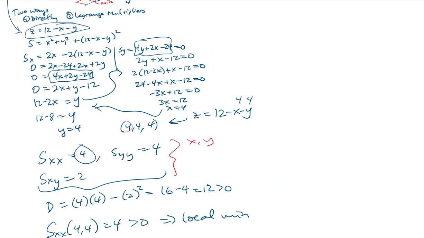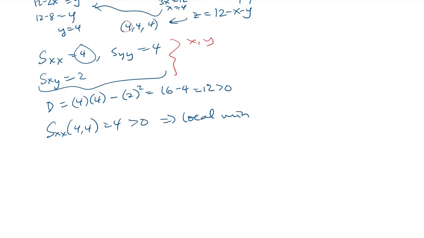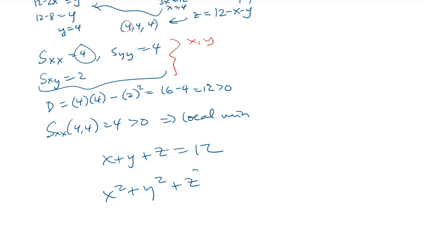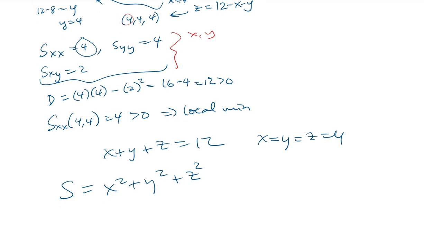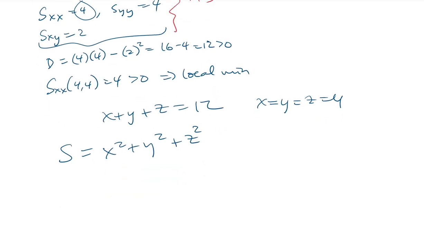So let's try that out. So apparently 3 numbers that add up to 12, and the sum of their squares is a minimum. So this is a minimum. We need to make them all 4. X is y is z is 4. So there we go.